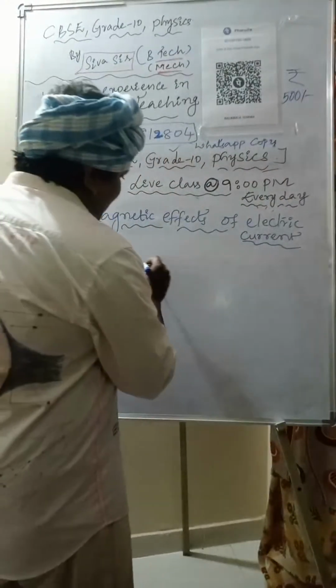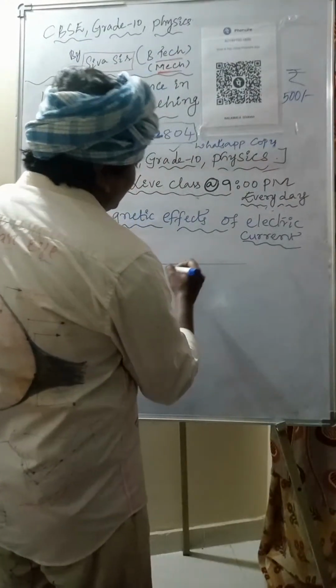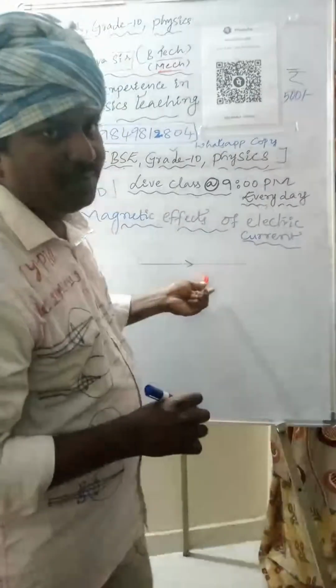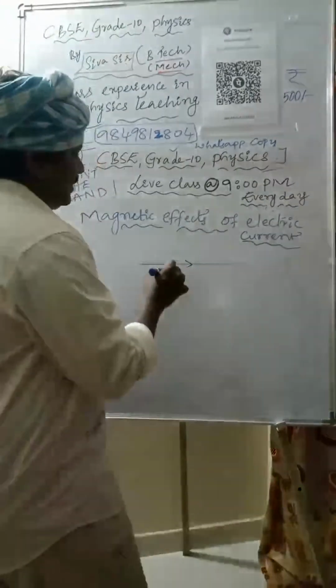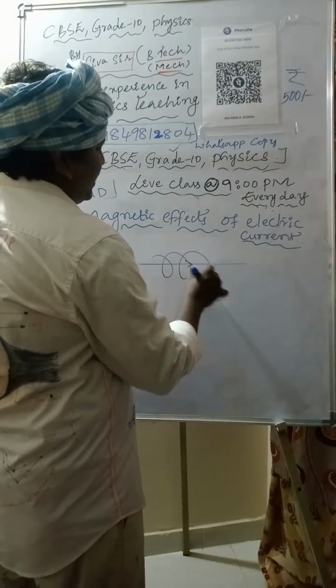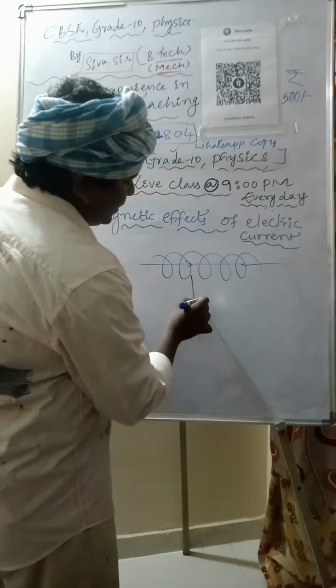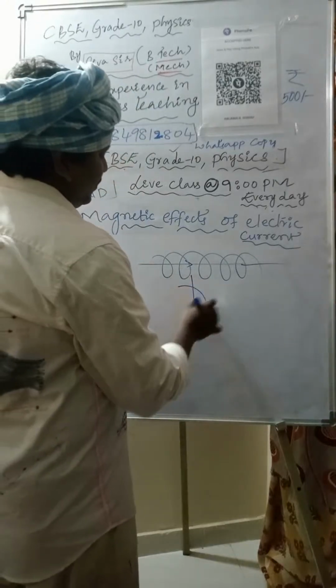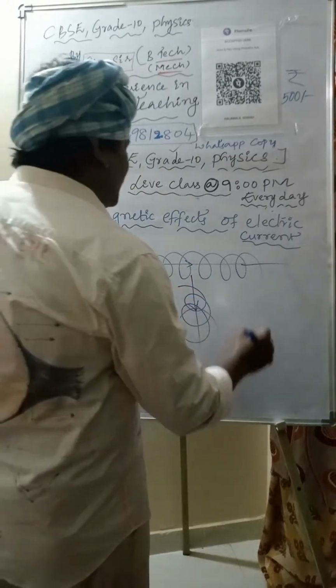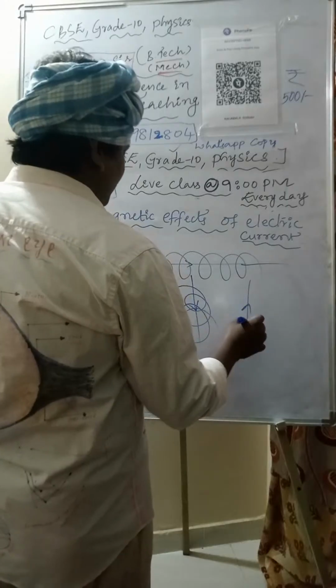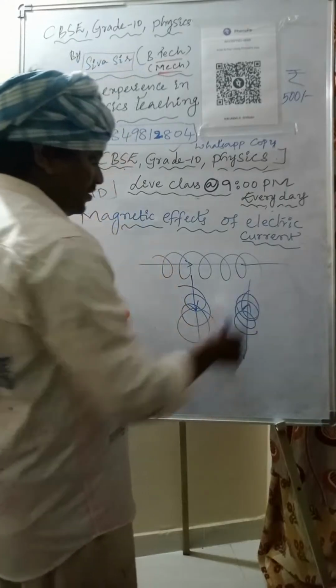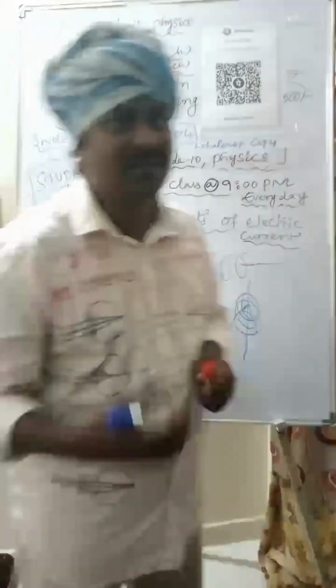So I am taking the conductor along this direction. This is the conductor, and the magnetic field will be like this. If your current direction is downward, the magnetic field will be like this. If you take the current in the upward direction, the magnetic field will be like this. So you are drawing the lines, the curves.